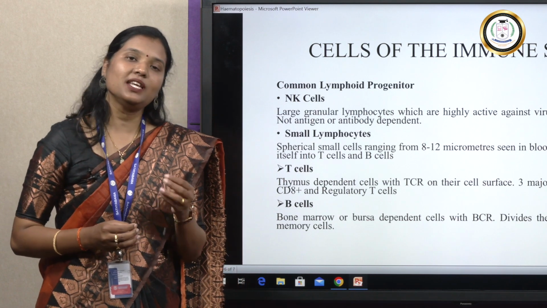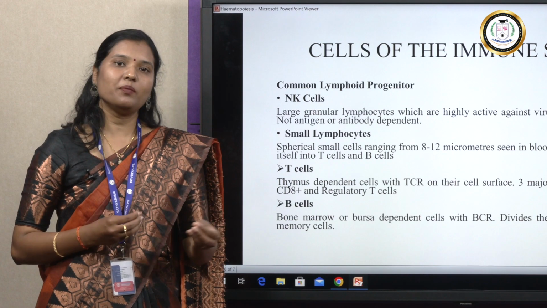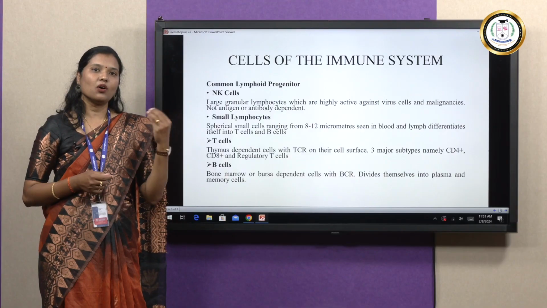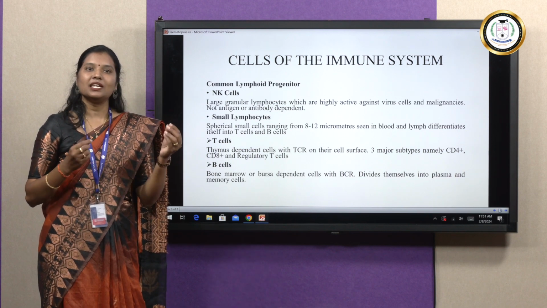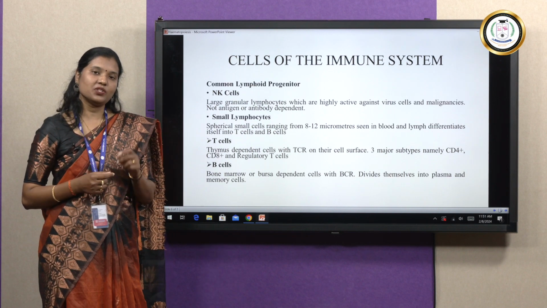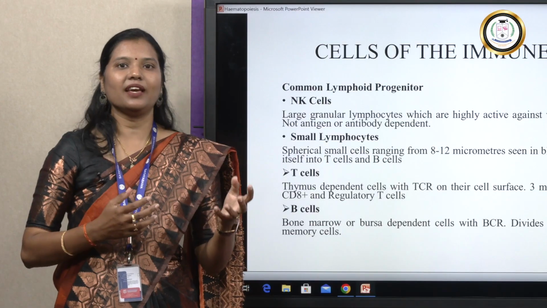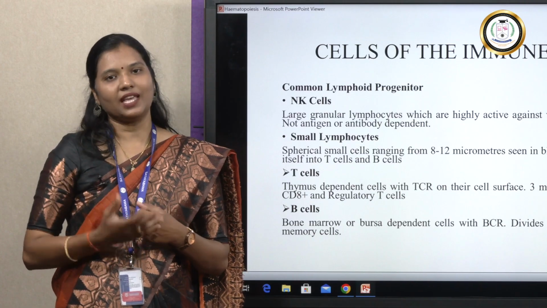CD4 cells are basically helper cells which will augment, or complement, the effect of CD8 cells, which are cytotoxic cells, and they will also help the B cells to produce more antibody. That's why you term them CD4 helper cells. While we have the CD8 cells, which are usually cytotoxic, or killer cells, which do not need help, and will directly get involved in doing these cellular cytotoxic activities.